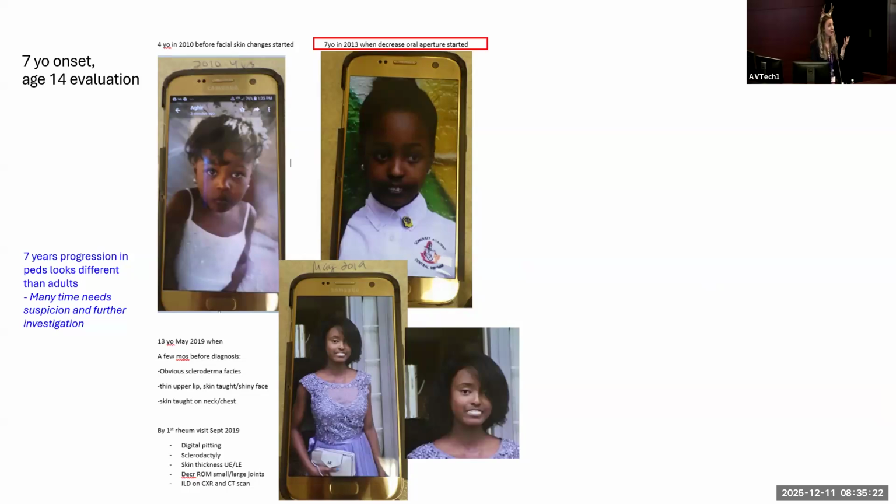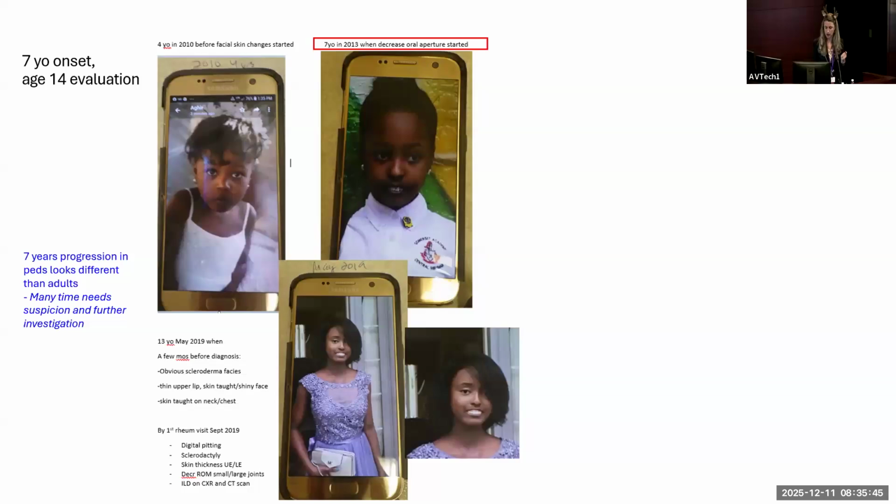Her face was tight. I don't think anyone noticed that. And then 7 years later, I think people just didn't recognize it, but by the time she's getting ready for her dance, when she's 13, she has tight skin on her chest, her arms, her face, and she has classic facies already, losing the subcutaneous tissues.